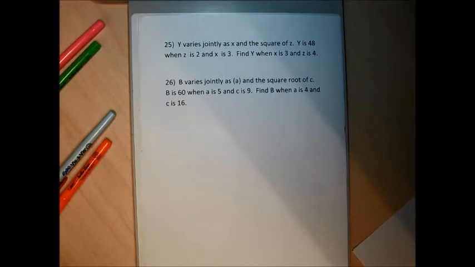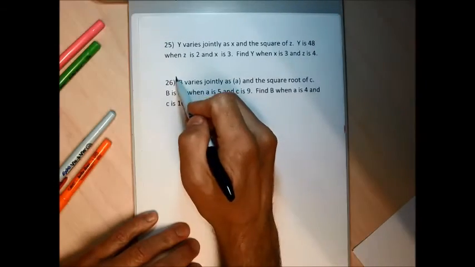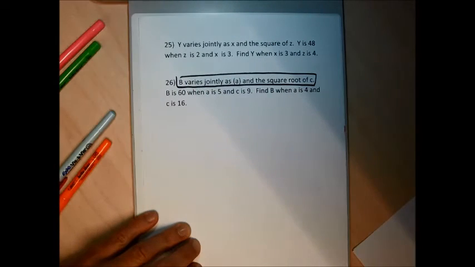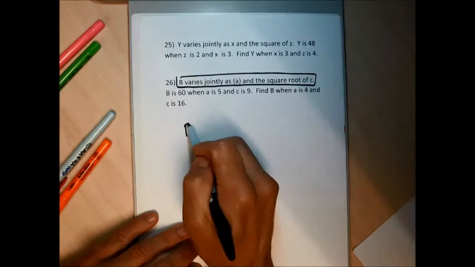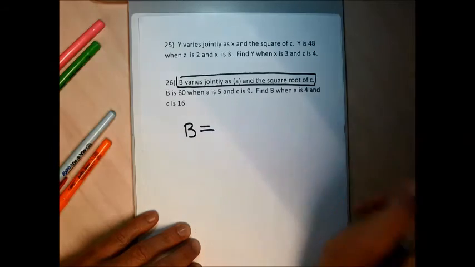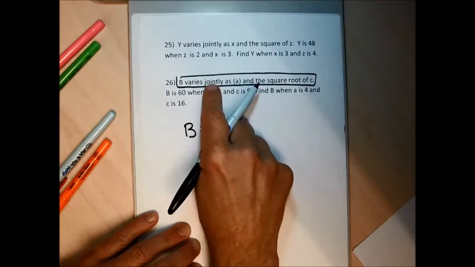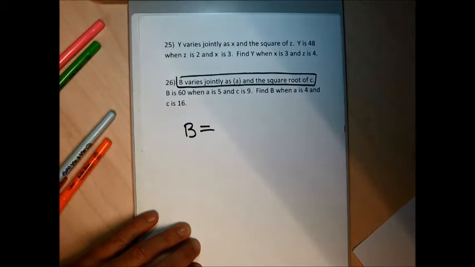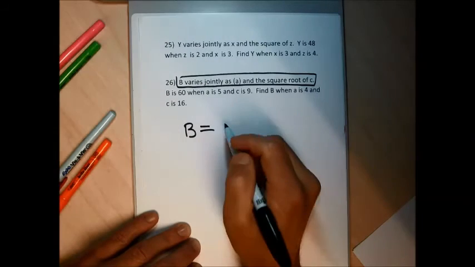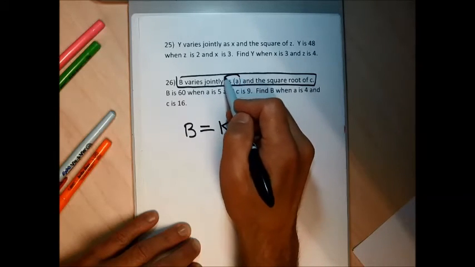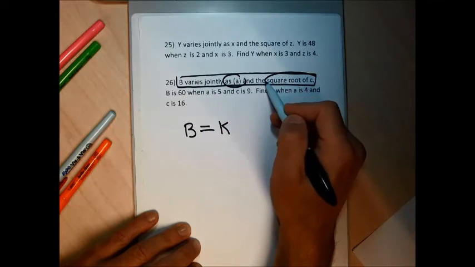So 26. First, create an equation with a k. The equation with the k is going to be gotten by taking those words and making them into an equation. Had a hiccup there. The letter b comes first, so I'm going to write the letter b followed by an equal sign. The key word is jointly, so I don't need a fraction. I only need a fraction if I see inversely. If I see directly or jointly, I need straight multiplication, so I'm going to write the letter k and not a fraction. Jointly implies there's going to be 2 letters after the k, and my 2 letters are going to be the letter a and the letter c.